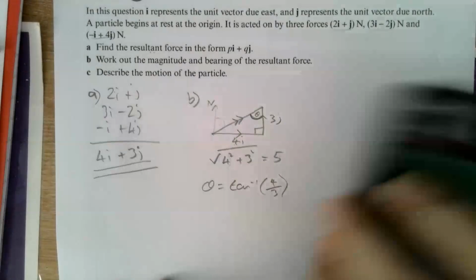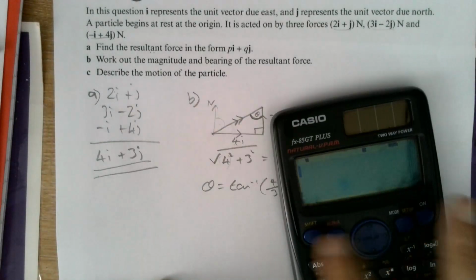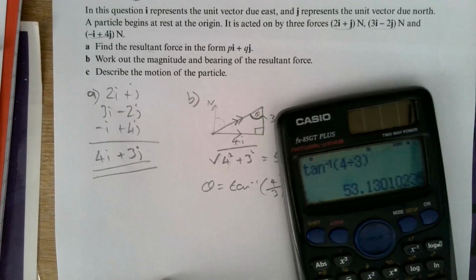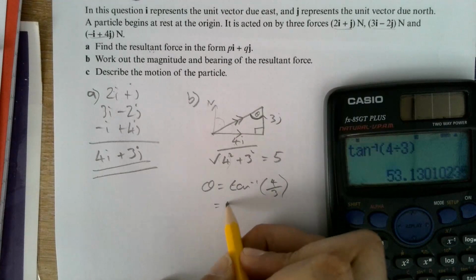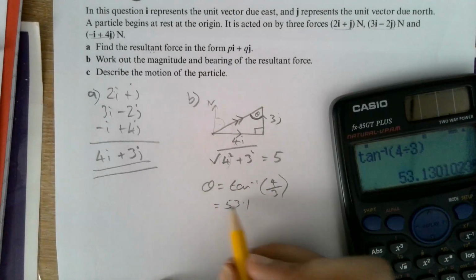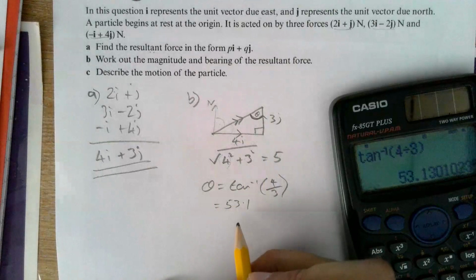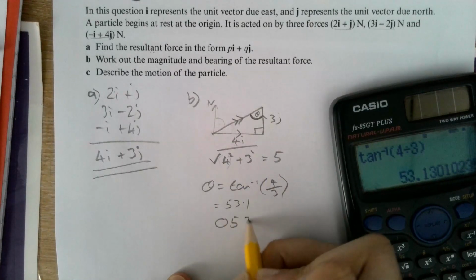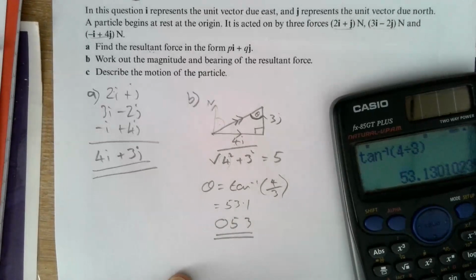I'm going to put that into my calculator. So I get 53.1 degrees. However, it wants it as a bearing. That isn't a bearing. A bearing has to be 3 digits and no decimal places. So it needs to be, my bearing is 0, 5, 3.